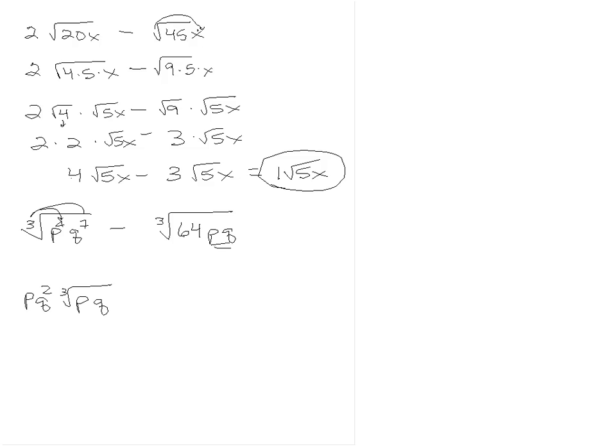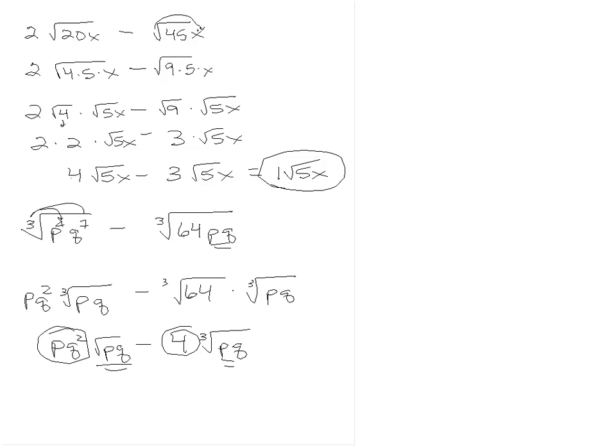But what about 64? What perfect cube is 64? 64 is actually a perfect cube. It is 4 times 4 times 4. So we can separate it this way. So this becomes 4 times the cube root of pq. And then this is pq squared times the cube root of pq. Now, this is the same, but can you subtract 4 from pq squared? No. So that is as far as you go. All right. We're good.